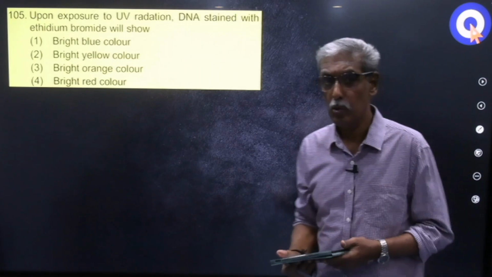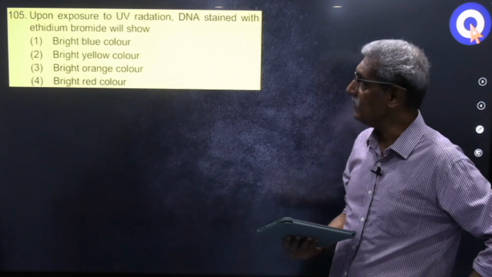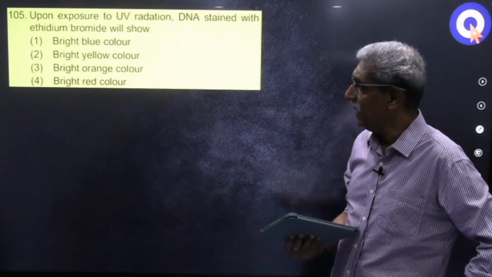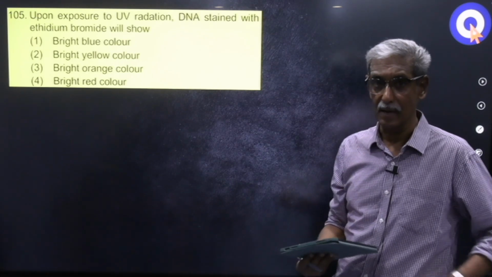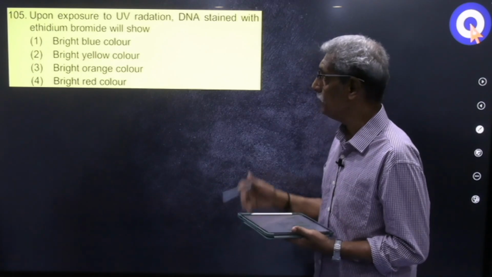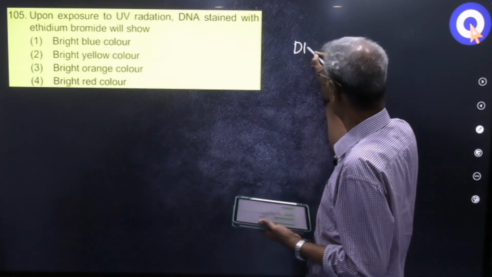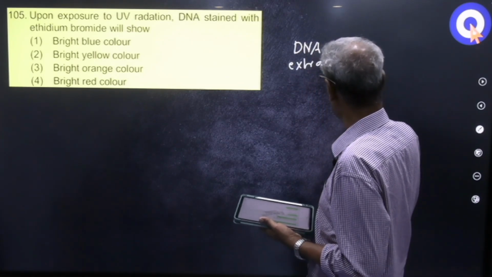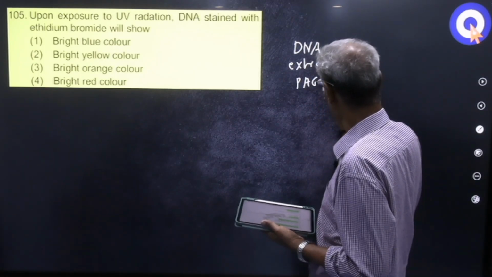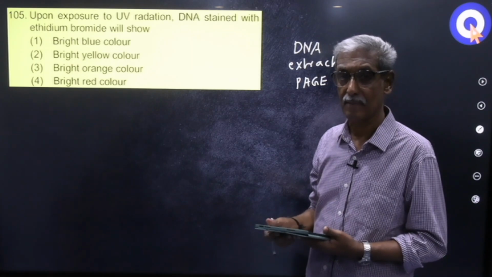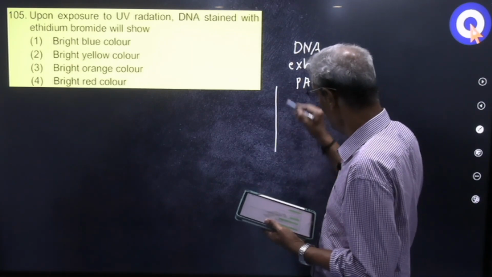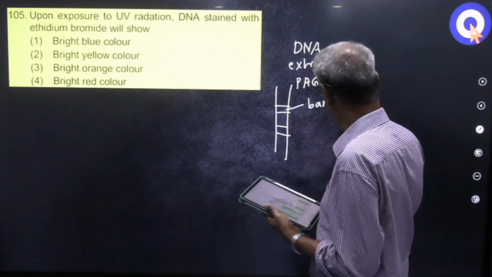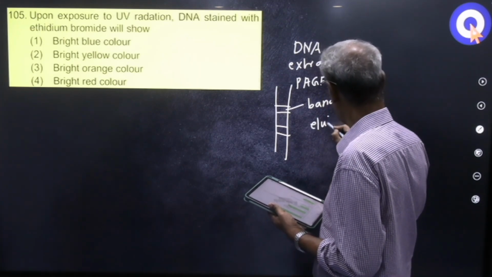Then we go to 105. It says upon exposure to UV radiation, DNA stained with ethidium bromide will show which color? Bright blue, yellow, orange or red? In the chapter on the molecular basis of inheritance, we have the extraction of the DNA. When we do DNA separation on a gel using polyacrylamide gel electrophoresis, we separate the DNA fragments. The DNA fragments come out by gel separation in the form of bands. When you remove the bands, the process is called elution.